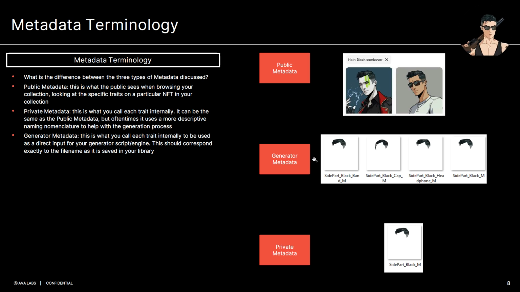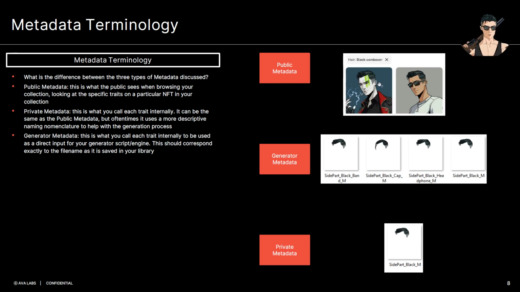And then you have the generator metadata, which is where you touch on all the different variants and types of that specific trait. So we have a headphone version here, a cap version here, a band version. So you can kind of infer that all these different versions relate to different types of headgear. So depending on which headgear is randomly selected for that particular combination of traits, it's going to pull that version of the side part black hair.